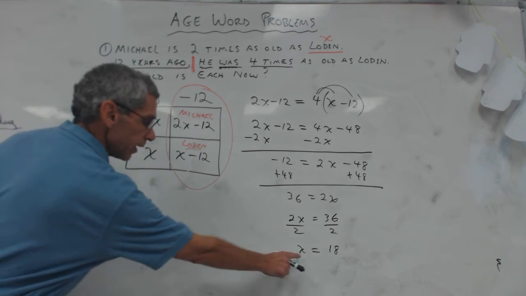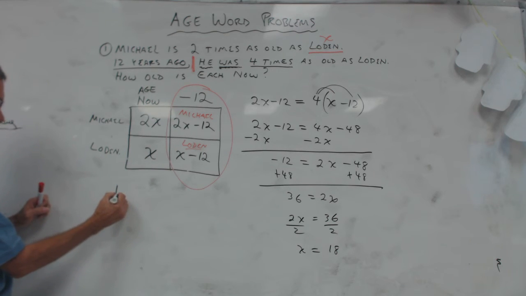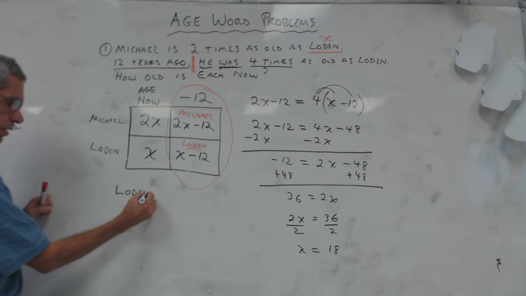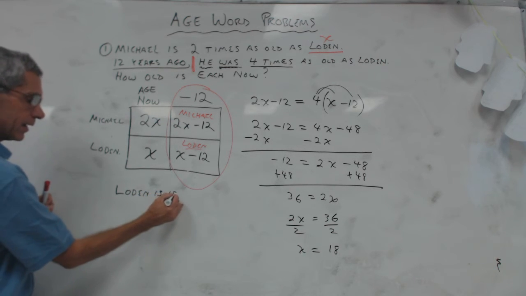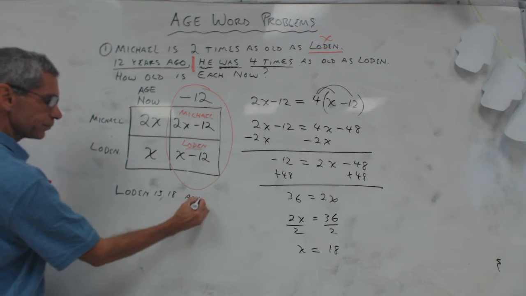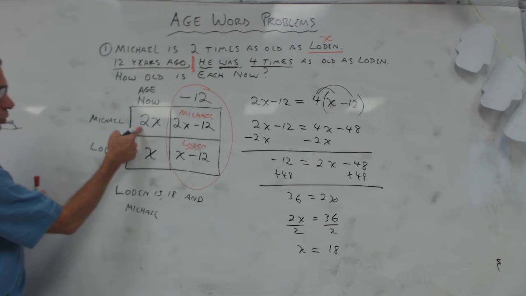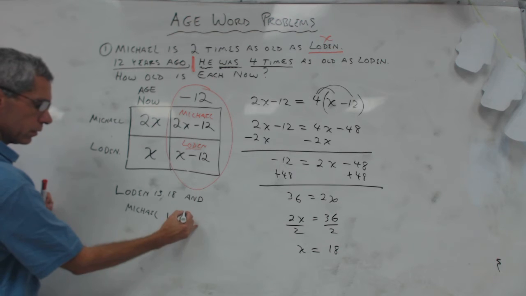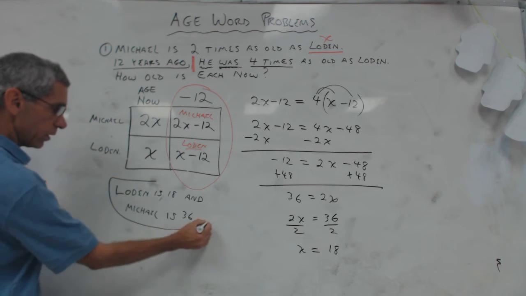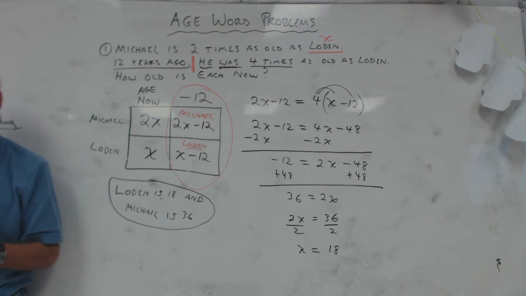So I know that if x is 18 and London is x, I write it out as a statement. London is 18, and Michael, what would Michael be? 36. 2 times 18, 36. Michael is 36. And then I put it in a box or a circle, and I'm done. That was like a boxy circle. Did you understand how I did that?